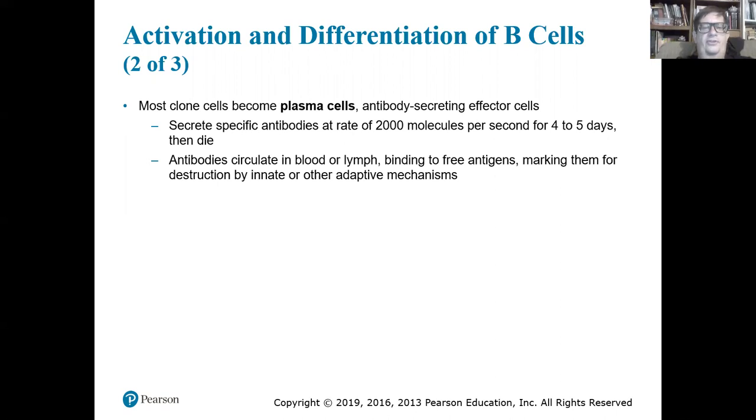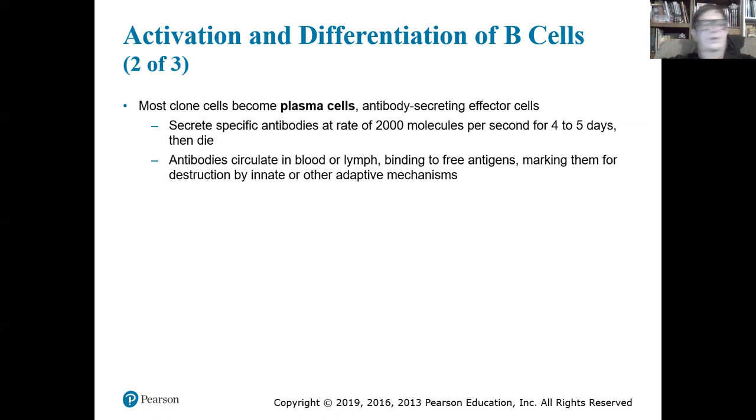Most of these clone cells become plasma cells. Those are antibody factories. Some make specific antibodies at a rate of 2,000 molecules a second and do that for 4 or 5 days until they wear out and die. Just run full blast to create lots of these antibodies.